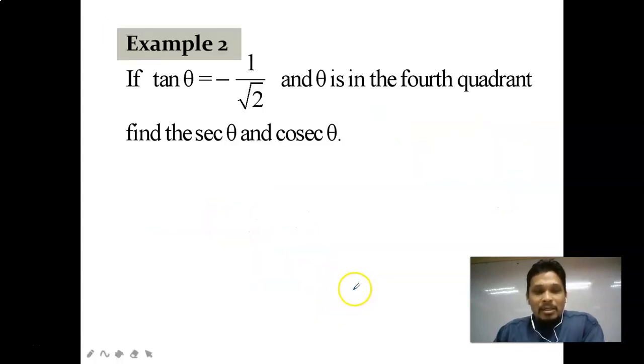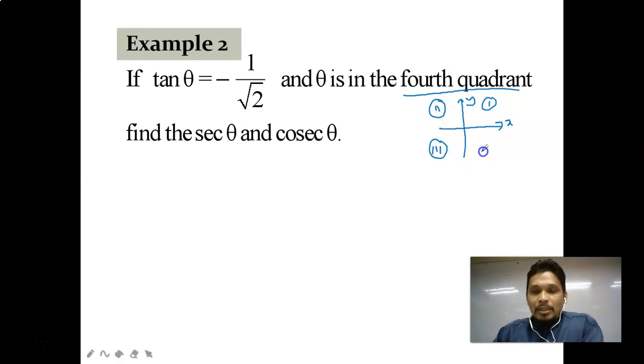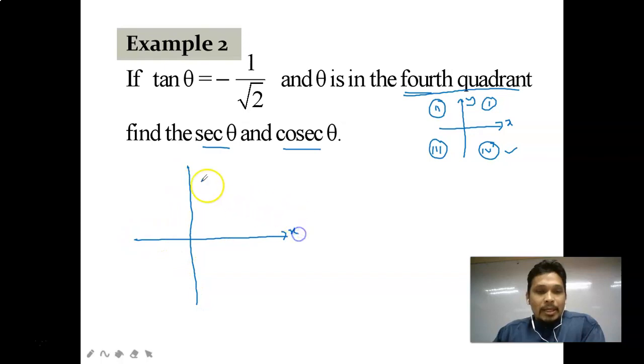Okay, now, if tangent theta equals negative 1 over square root of 2 and theta is in the fourth quadrant. For the fourth quadrant, we can just imagine that this is an x and also y axis. This is the first quadrant, second quadrant, third quadrant, and fourth quadrant. So in the fourth quadrant, meaning in this area, find the cosecant theta and secant theta. So we're going to sketch the x and y axis. In the fourth quadrant, it's going to be something like this.